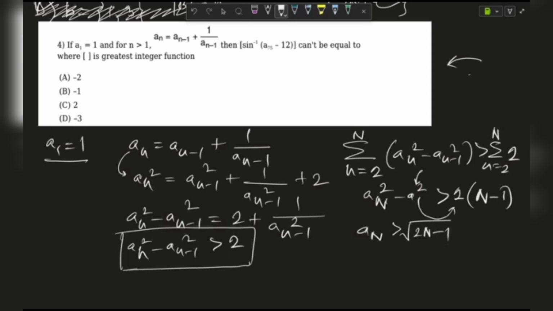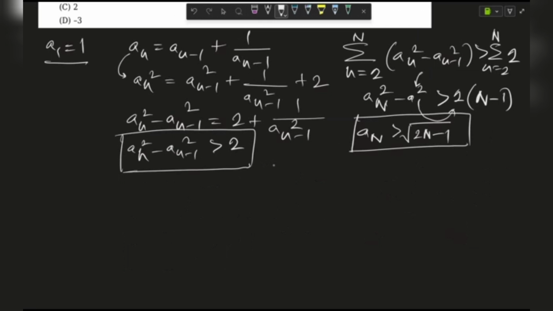Yeah, I guess now we are in a position to ascertain the value of this sine inverse thing. Let's do that. So we had a sine inverse, I guess, a75. So if we put n equals to 75, this will come out to be greater than root of 150 minus 1, root 149.